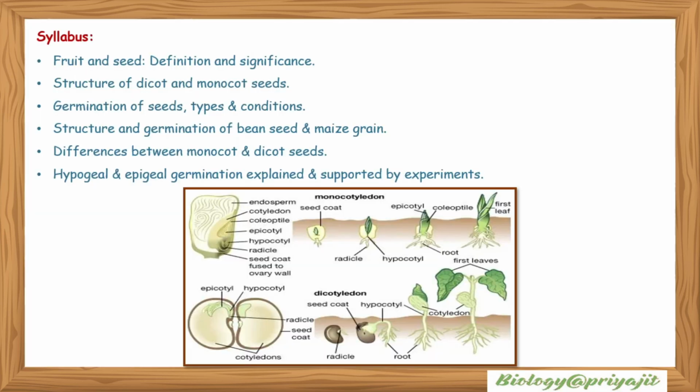So our syllabus includes fruit and seed definition and significance, structure of dicot and monocot seeds, germination of seeds and types and conditions, structure and germination of bean seed and maize grain, differences between monocot and dicot seeds, hypogeal and epigeal germination explained and supported by experiments.